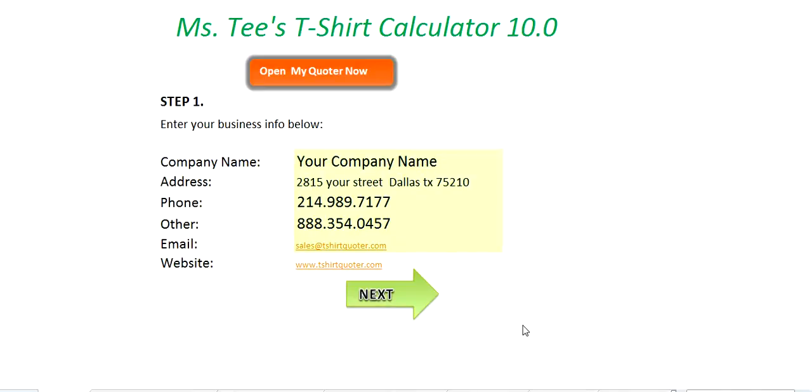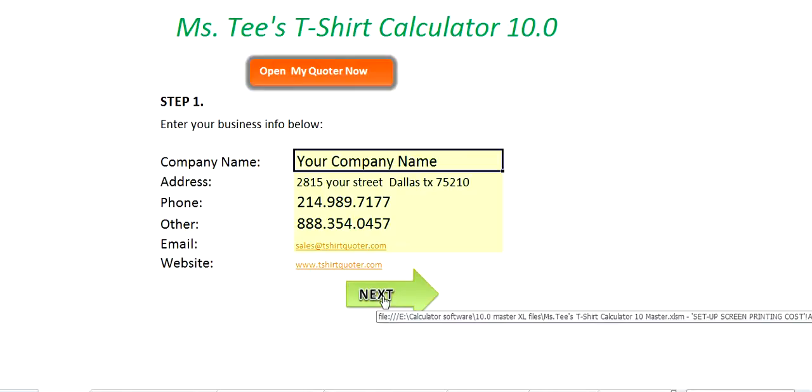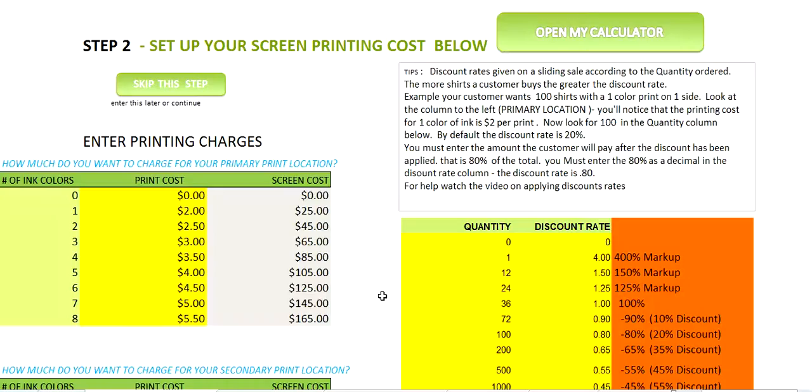In this video, we're going to go over step 2. Now, step 2 of setting up your calculator is probably one of the most important, if not the most important part of setting up the calculator. And this may take you a minute, but go ahead and do it because it's going to save you a lot of time and you're not going to have any headaches. So let's go into setting up your screen printing costs below.